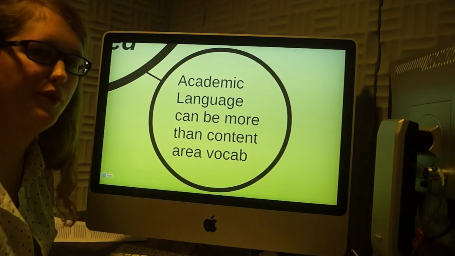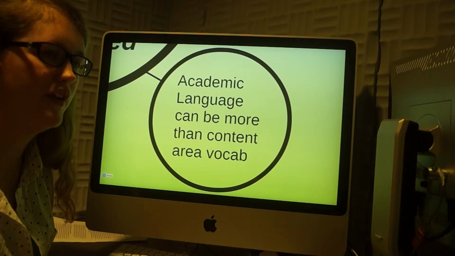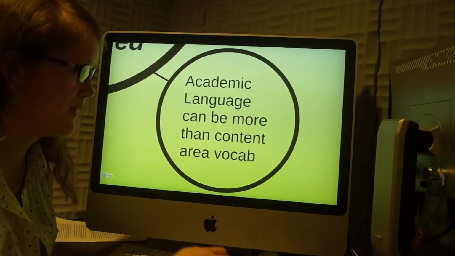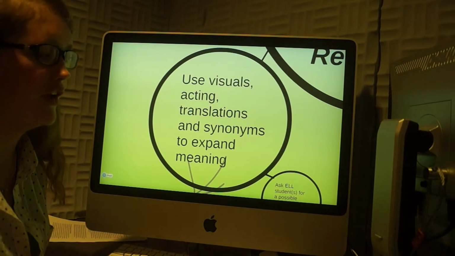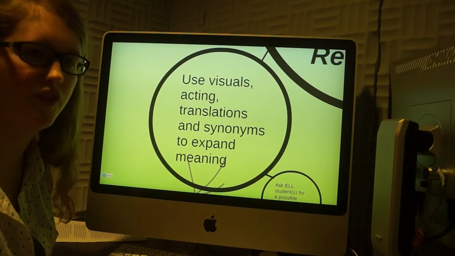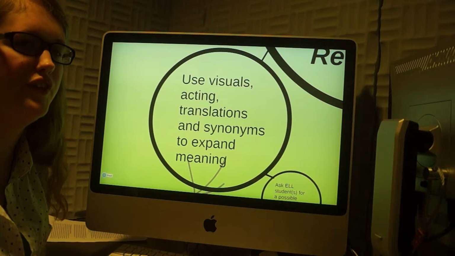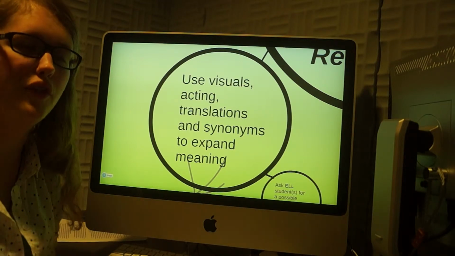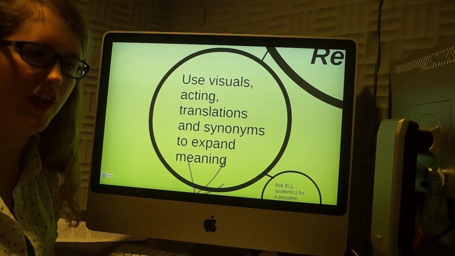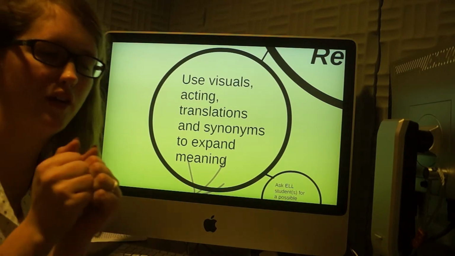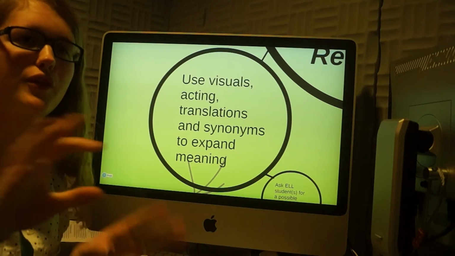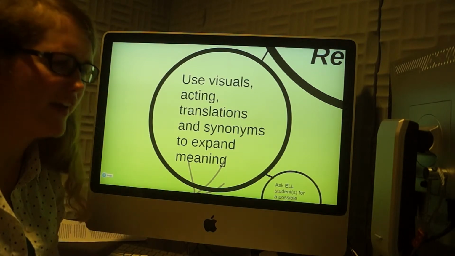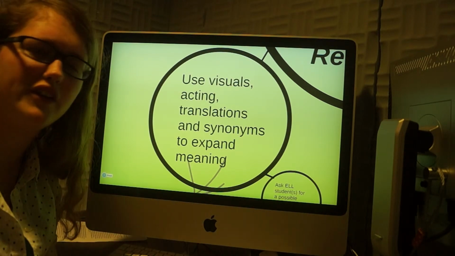Academic language can also be more than just content area vocabulary. Like I said, it's the more formal classroom speak. A good way to reinforce academic language is to use visuals and acting, such as when I was in first grade, we were learning about solids, liquids, and gases, and we were acting them out. We were being all tight together for solids, moving around for gas, things like that. And I've never forgotten what solid, liquid, and gas is from my first grade experience.